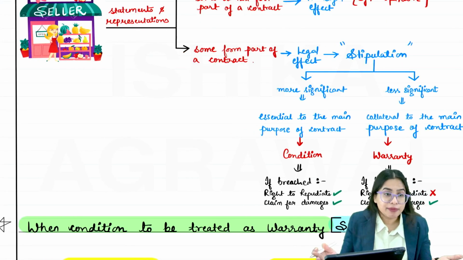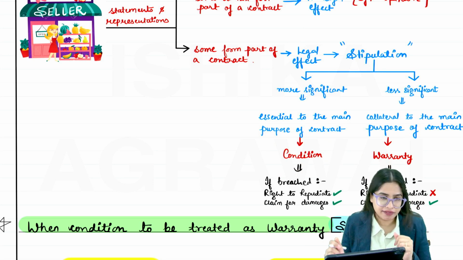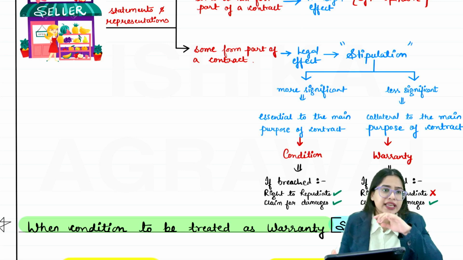Okay, so that is the name of your lesson, conditions and warranty. Now we will understand condition and warranty in very detail. Let's take an example.